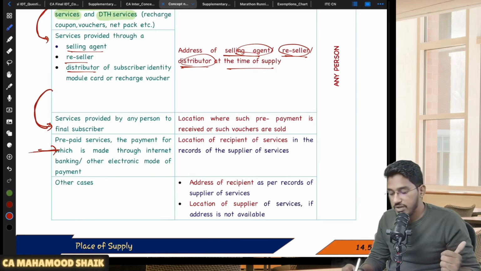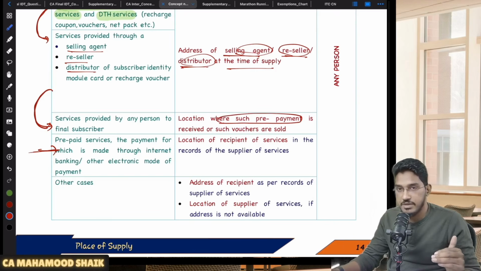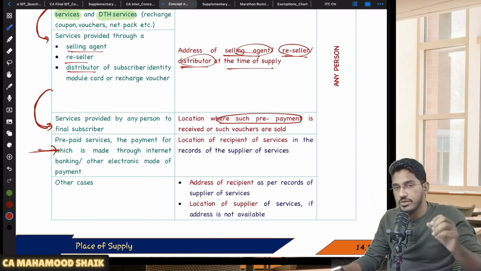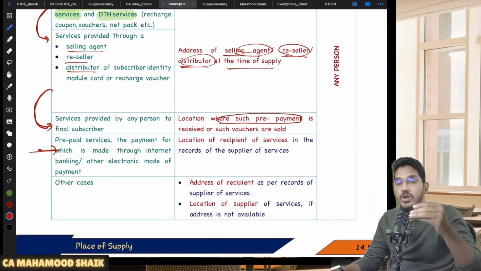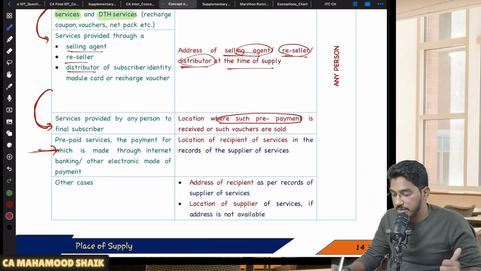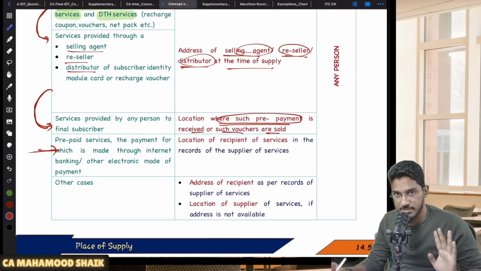So in case of service provided by any person to the final subscriber, what is the place of supply for that transaction? Location where such prepayment is received. You will go and make the prepayment and get the coupon. So wherever such prepayment is received or such vouchers are sold, that will become the place of supply.